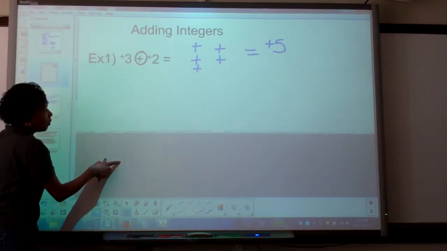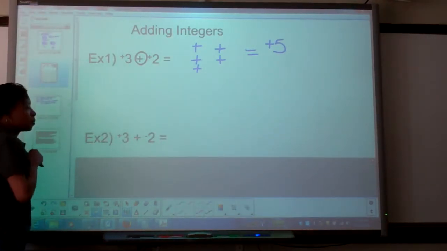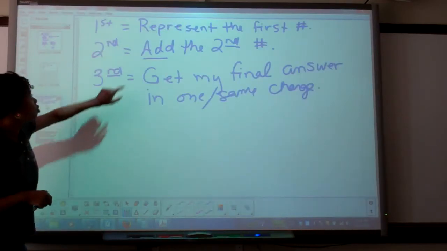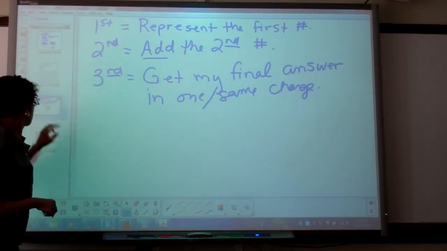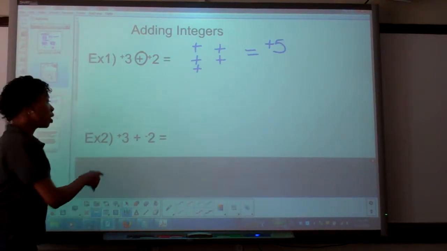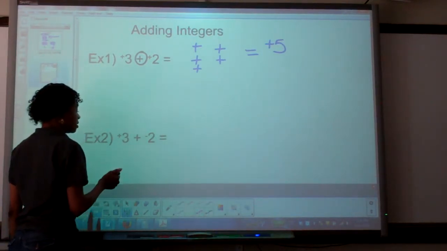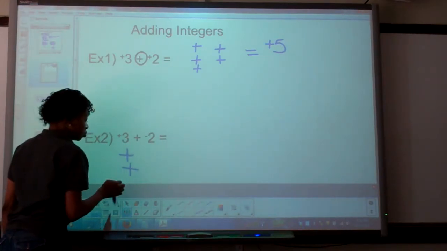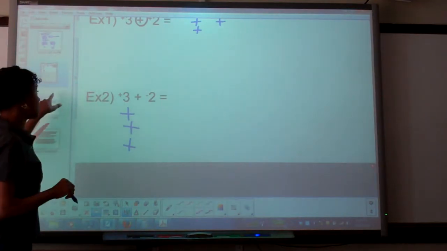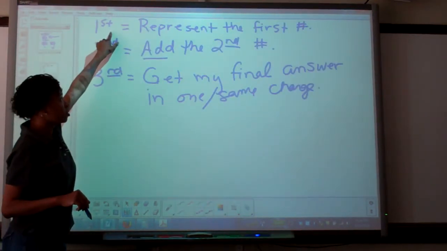Some of you are going, huh? What are you talking about? So here's example 2. Positive 3 plus a negative 2. First rule says represent the first number. So if I represent the first number, the positive 3, that means I'm going to have 1, 2, 3 positives. I've done step 1. I represented the first number.